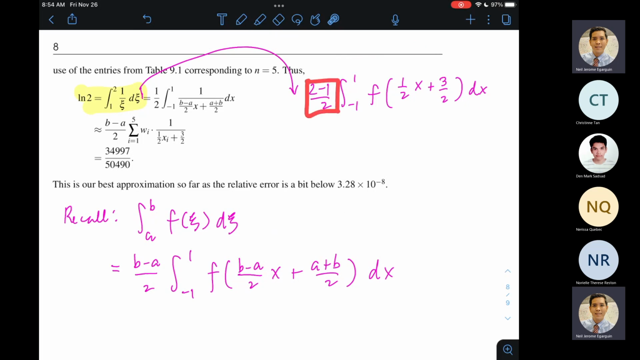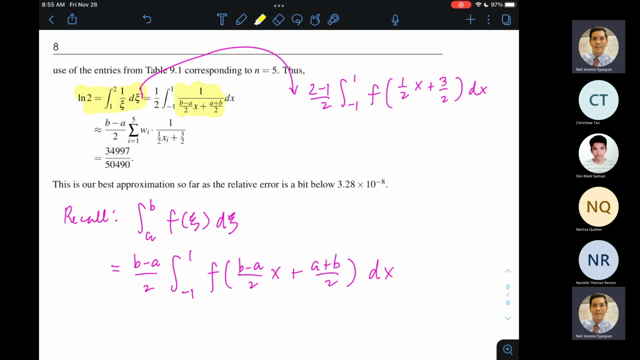So we'll get the 1/2 as our scaling factor outside of the integral. And then the integrand now will still be 1 over x, but this time evaluated at 1/2 x plus 3/2. So instead na 1 over c yan, yung c mapapalitan ng 1/2 x plus 3/2. So kaya yung denominator na bago na. Okay? And then we will apply the quadrature formula para dito sa function na to.